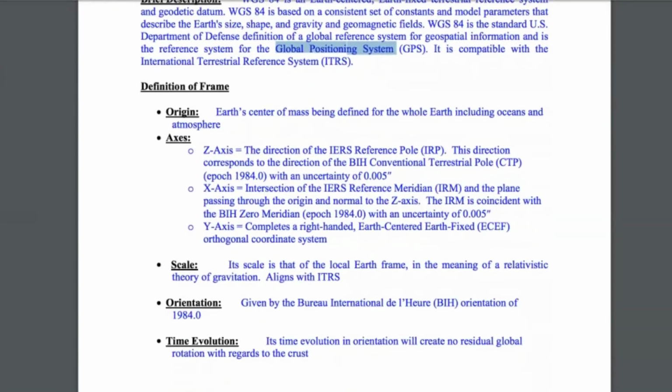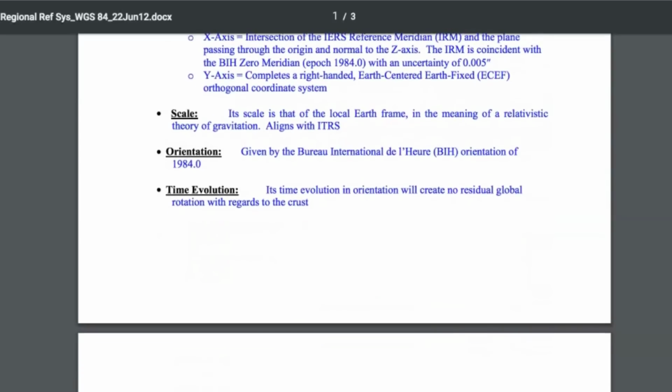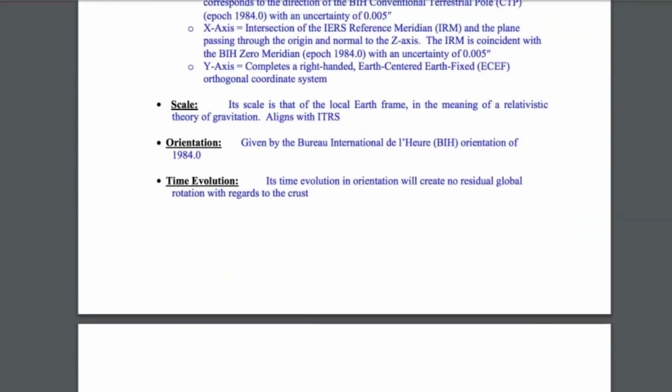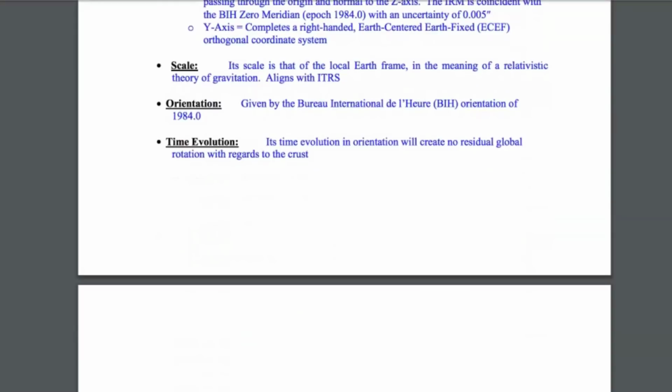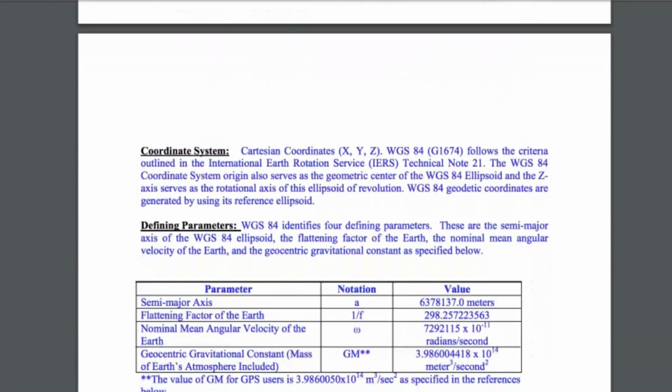And you just keep digging through it, and you go, okay, so Earth's center of mass being defined as the whole Earth, including oceans and atmosphere. Then they define it in terms of gravity back to 1984, right? And as you keep reading through, it gets more interesting as you go.